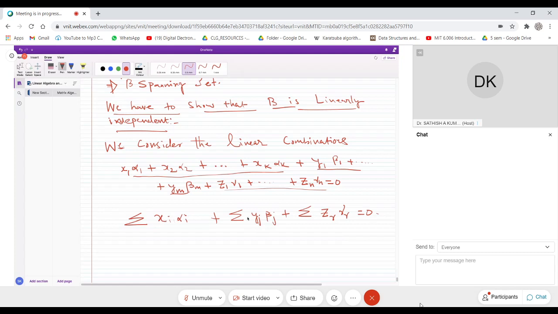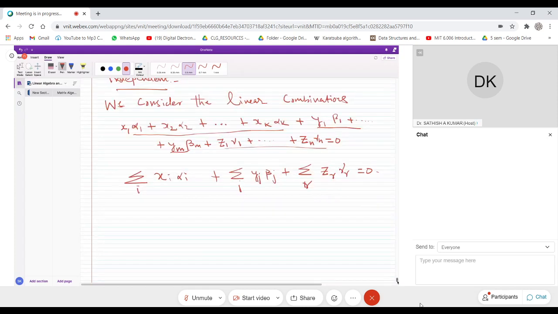You know that i runs from 1 to k, j runs from 1 to m, and r runs from 1 to n. That is what the summation over i means. Now we do it a little differently. So summation over xi alpha i plus summation over yj beta j is the same as minus summation over r of zr gamma r.